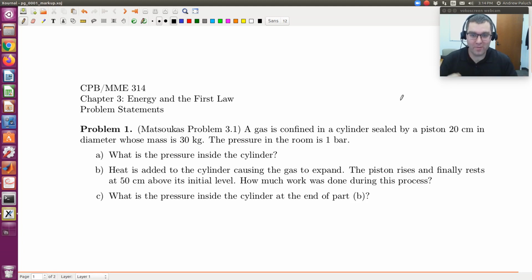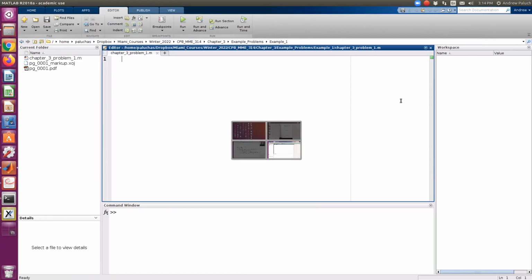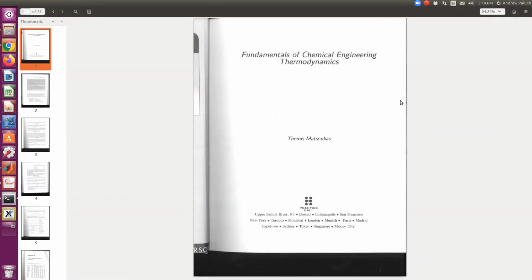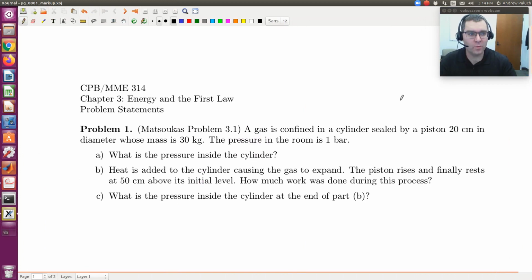All right, hello. Let's take a look at our first example problem from Chapter 3. Just as a note before we begin, on the screen next to me, I have opened MATLAB, and I also have opened the appendix from the book. We won't need the steam tables in this problem, but just in case you need a unit conversion, we'll have that reference available to us. So let's give it a try.